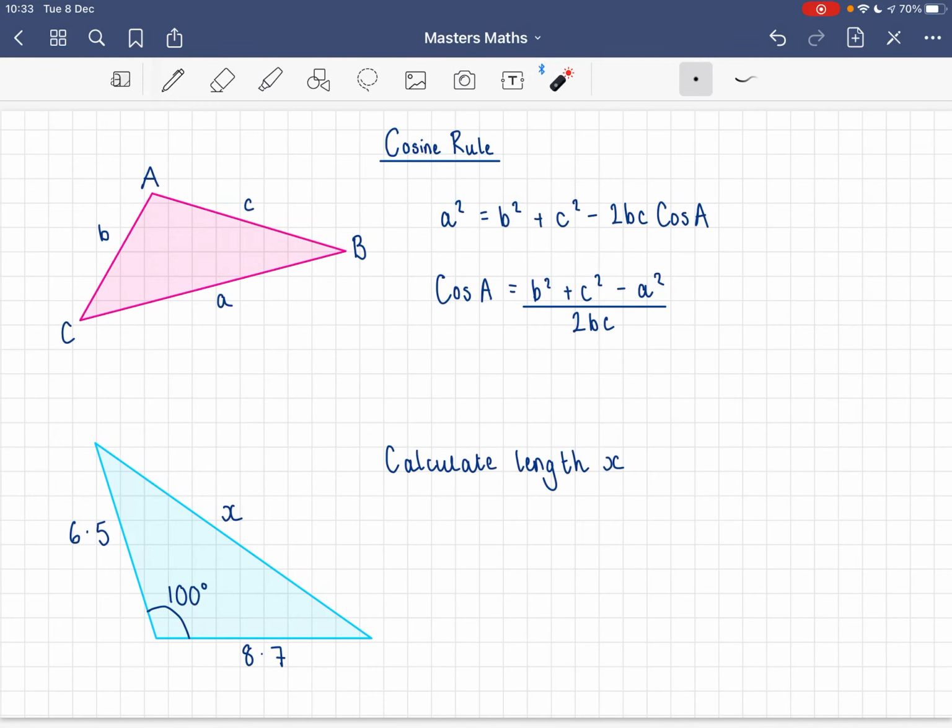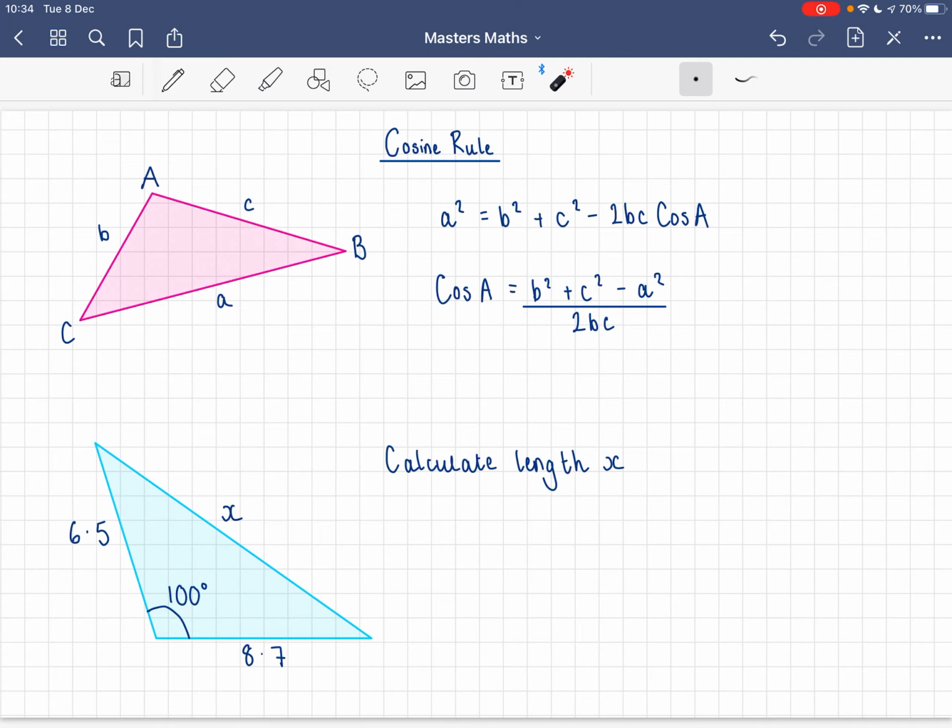Hi, welcome to this video on cosine rule. Up until this point we've focused mainly on right angle trigonometry, but you can use the cosine and the sine function in different formulae to work out missing sides and angles within non-right angle triangles as well. So that is what we are going to look at today, starting with cosine rule, and then we'll do sine rule in a separate video.